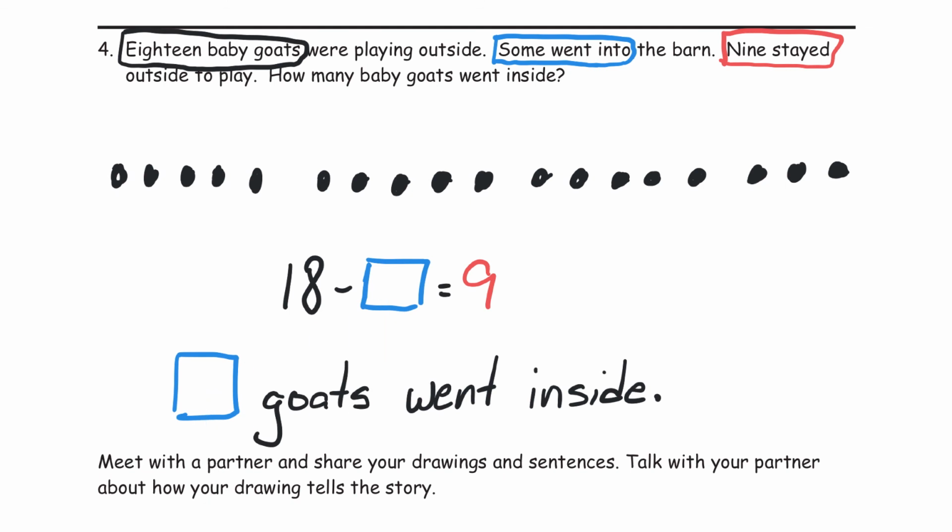And when you're totally done with this, just like it says at the bottom, it says meet with a partner and share your drawings and sentences. Talk with your partner about how your drawing tells the story. So what I'd like you to do is to go ahead and talk to somebody in your house about this. It could be a friend, a neighbor, your grandma, your grandpa, your mom, your dad, anybody, but I want you to share with them these stories and then share with them the pictures that you drew to help you solve the problem, to help you figure out what the mystery number is.